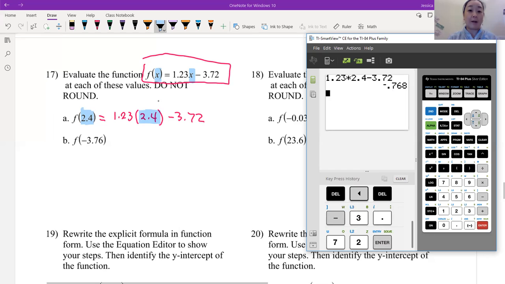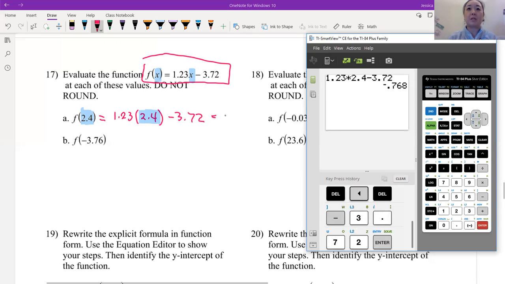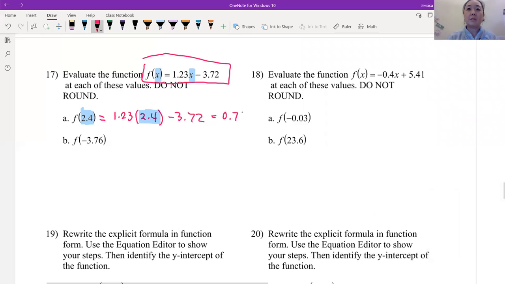And it says here, do not round. I was trying to be very clear, don't round. If you round it in Canvas, it will mark it wrong because we're not asking you to, and I'm not putting in all those different possibilities in there. It's too much. So then on Canvas, you're just going to put in 0.768. I think it was negative, right?